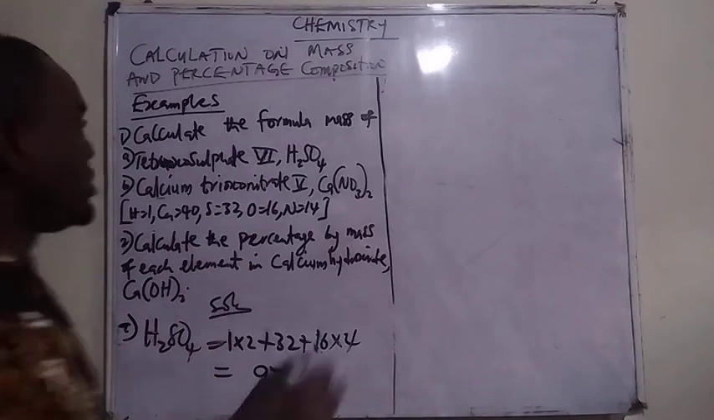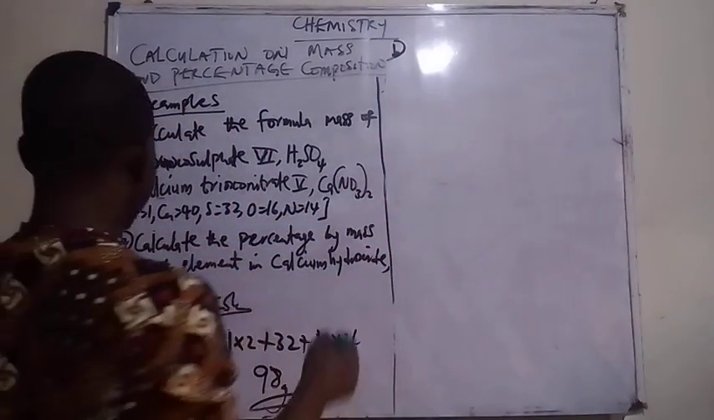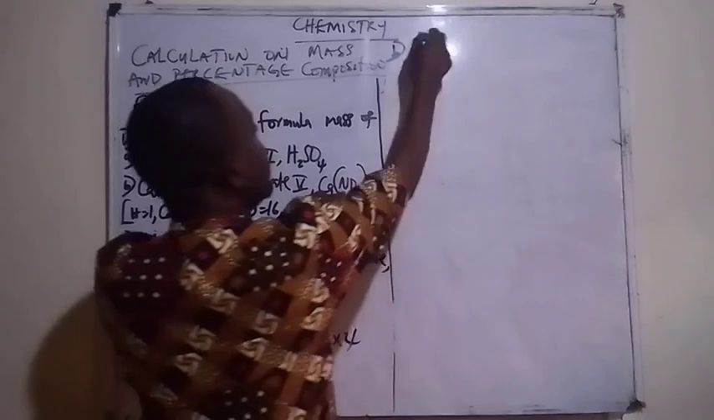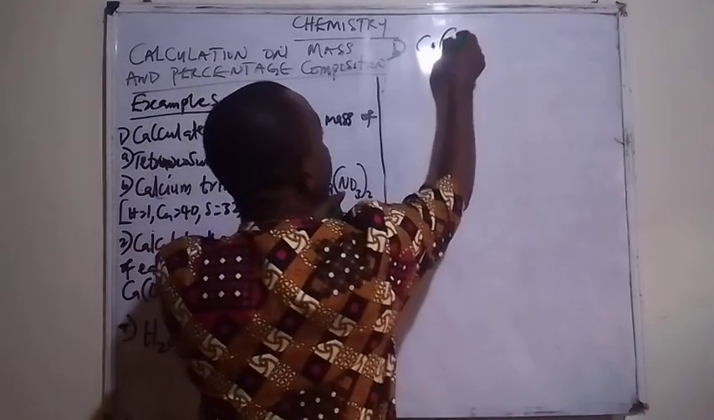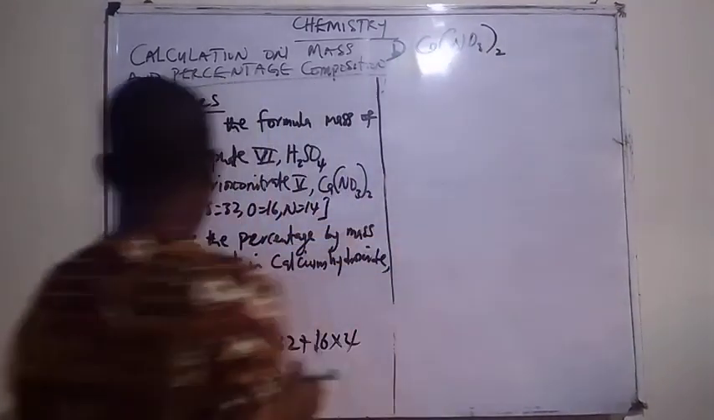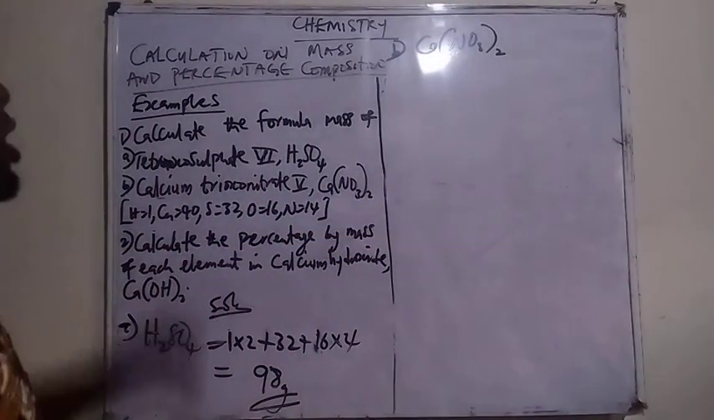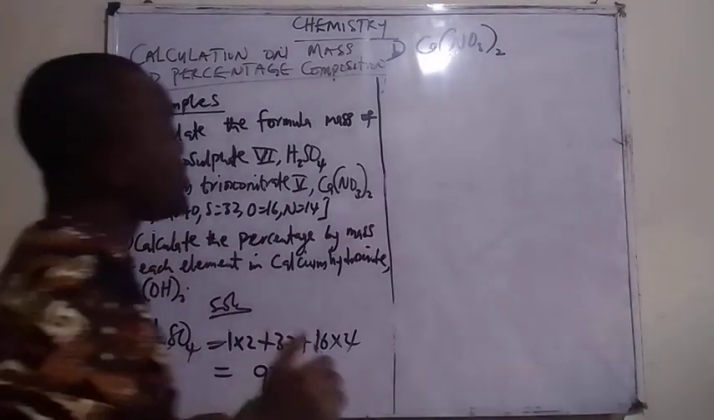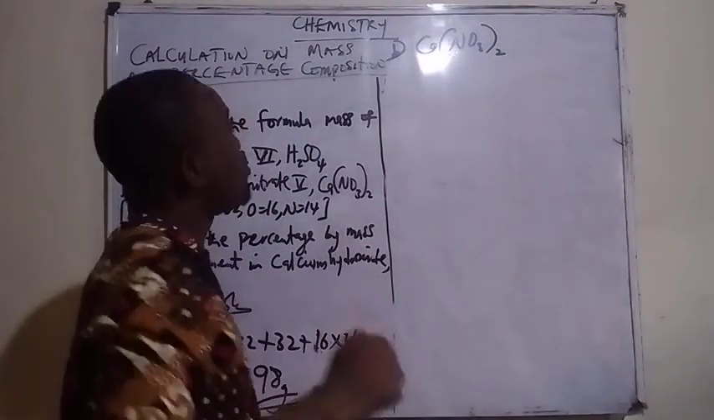Is it okay? Now let's check the B part. In the B part, it said Ca(NO3)2. That's the question they gave us to solve. So let's quickly check it now.